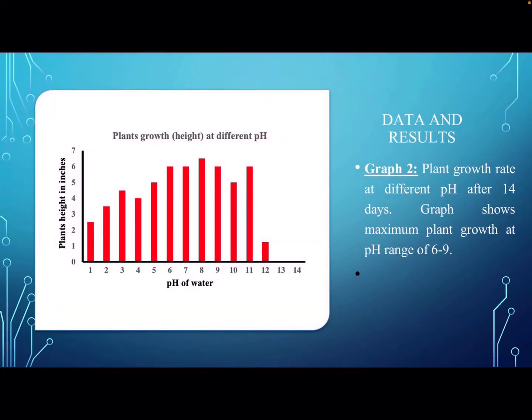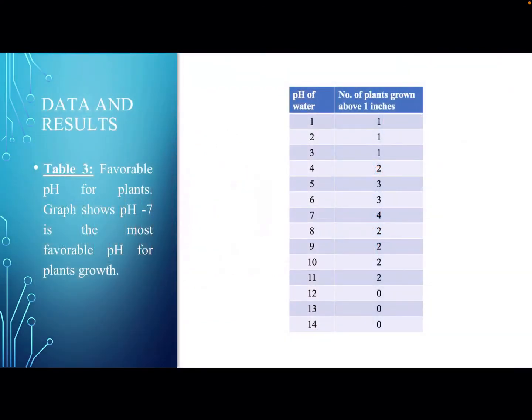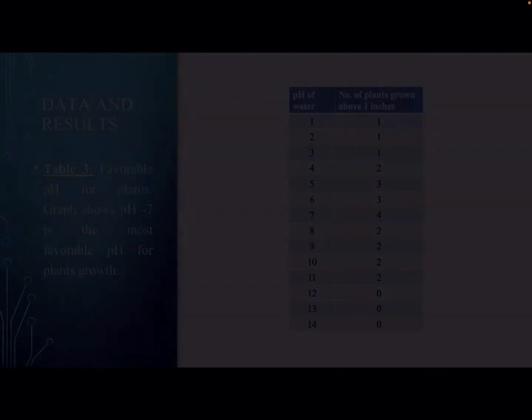This is a graph showing what the last table was about. Over here is the number of seeds that grew above 1 inch, and as you see, number 7 had the most seeds that grew above 1 inch.